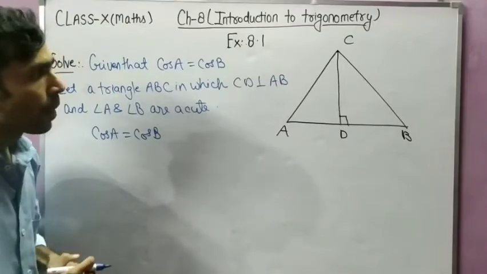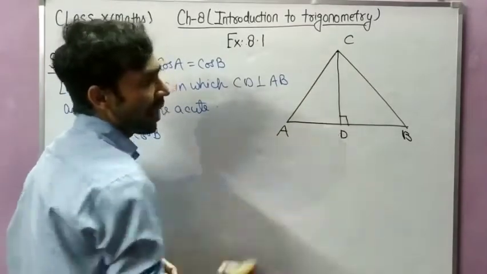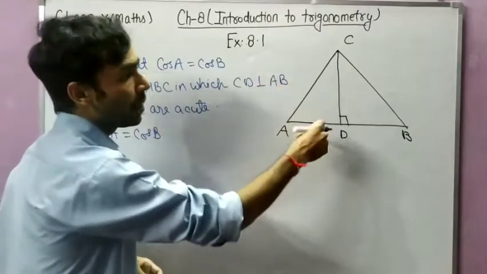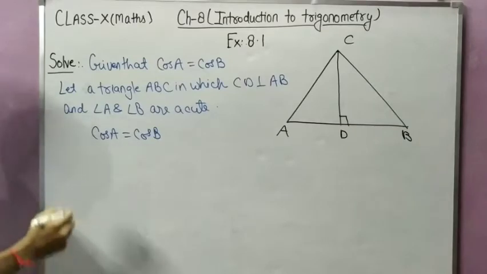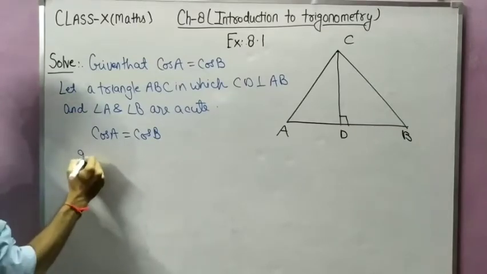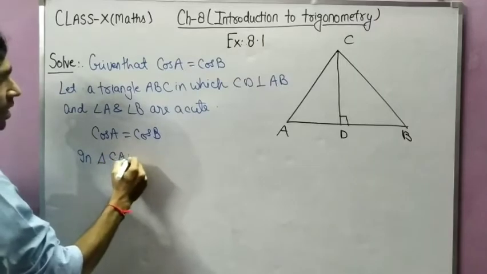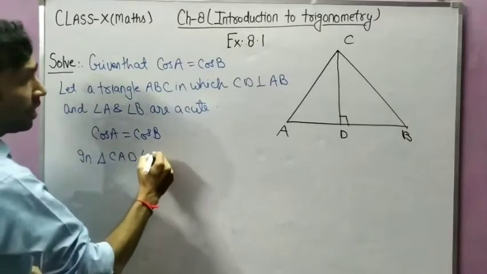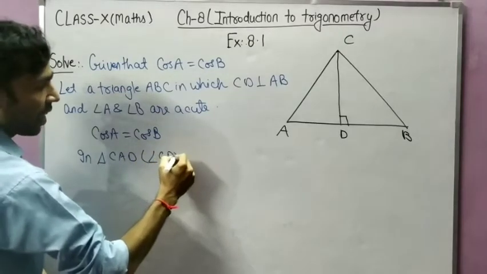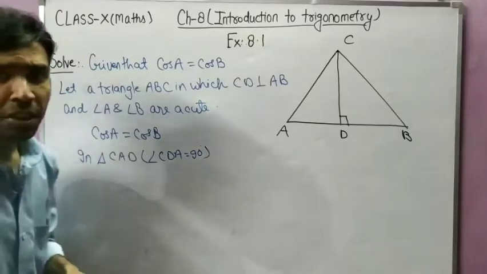Students, there are two right angle triangles. The first triangle is CAD and the second right angle triangle is CBD. So, in triangle CAD, in which angle CDA equals 90 degrees, we can apply the trigonometric ratio.